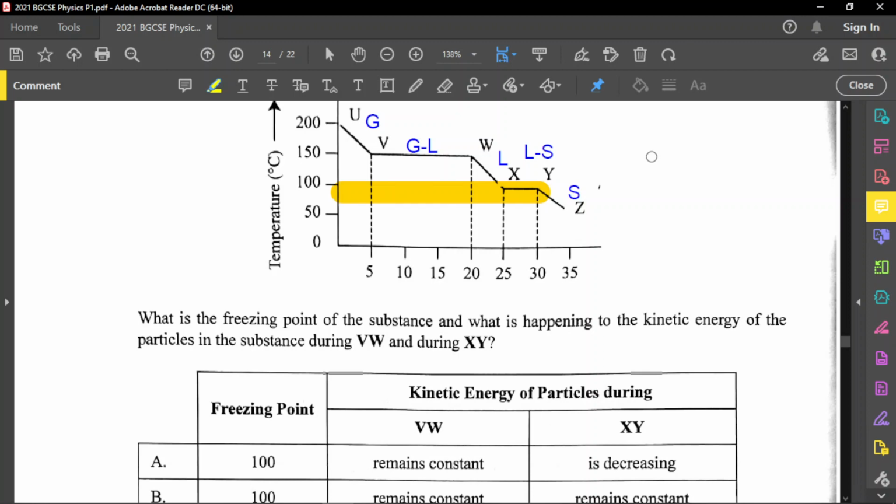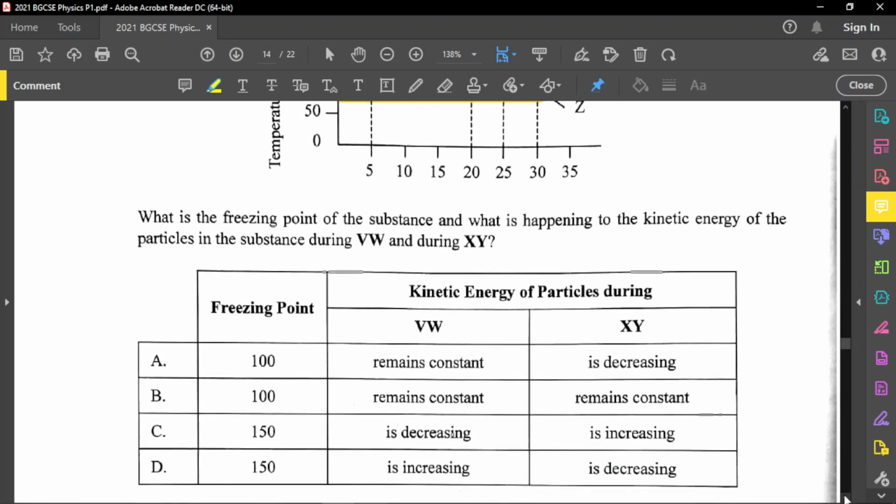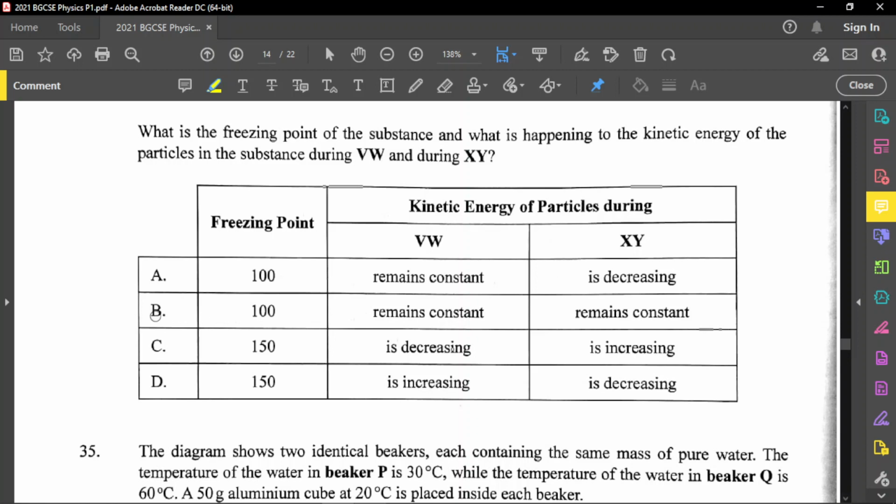But as temperature now drops between X and Y, or X and Y again, there's no change of temperature. So again, it is all constant. All right, so both VW, there's no change of temperature, and XY, there's no change of temperature. So therefore, in both cases, the kinetic energy remains the same. So look for 100, and both remain the same, and that B is our answer. Again, kinetic energy is proportional to what? Temperature. No change of temperature, the kinetic energy remains the same.